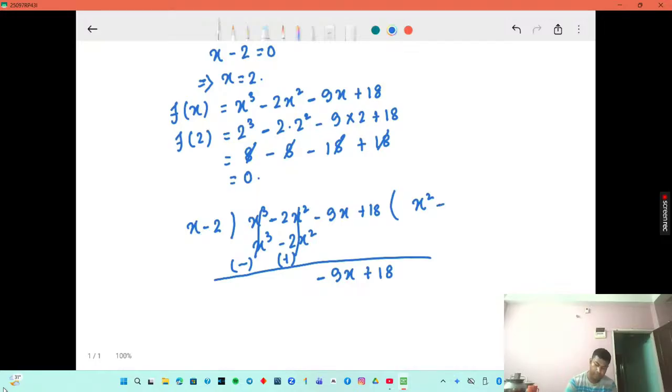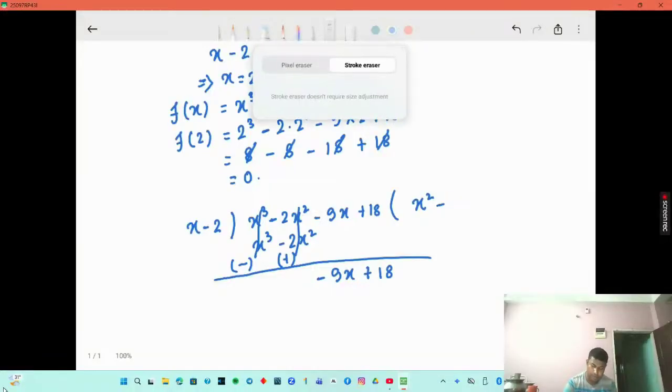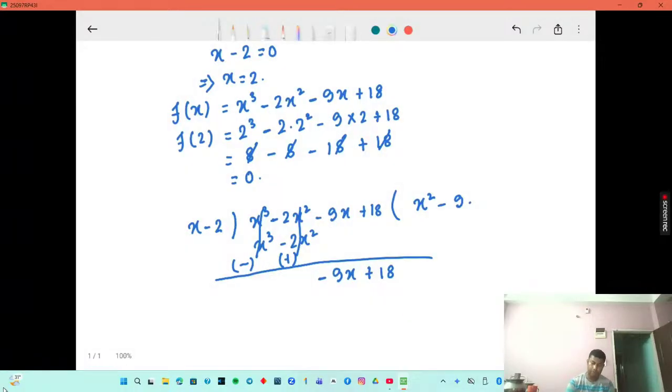Now we will multiply x minus 2 with minus 9, not minus 2. So what will we get? Minus 9x plus 18. Here it will be plus and here it will be minus. Therefore, we will get the remainder as 0.